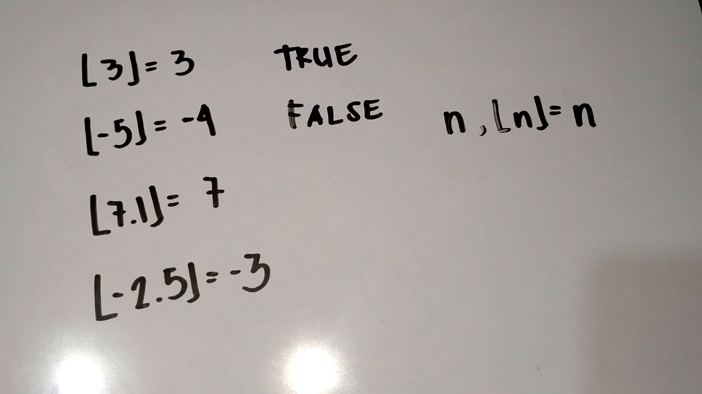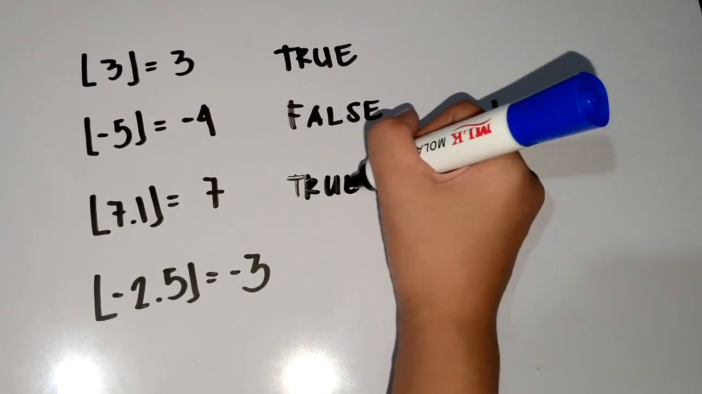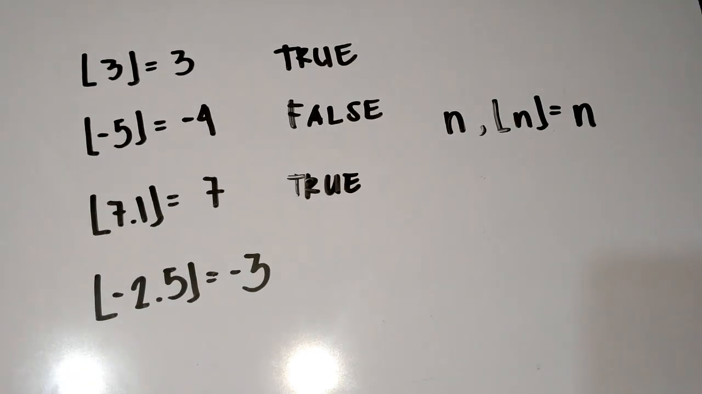Now we have 7.1. The greatest integer function of 7.1 is 7, which is true. Because 7.1 can be found between 7 and 8, and 7 is lesser than 8, so 7 is the greatest integer function of 7.1.